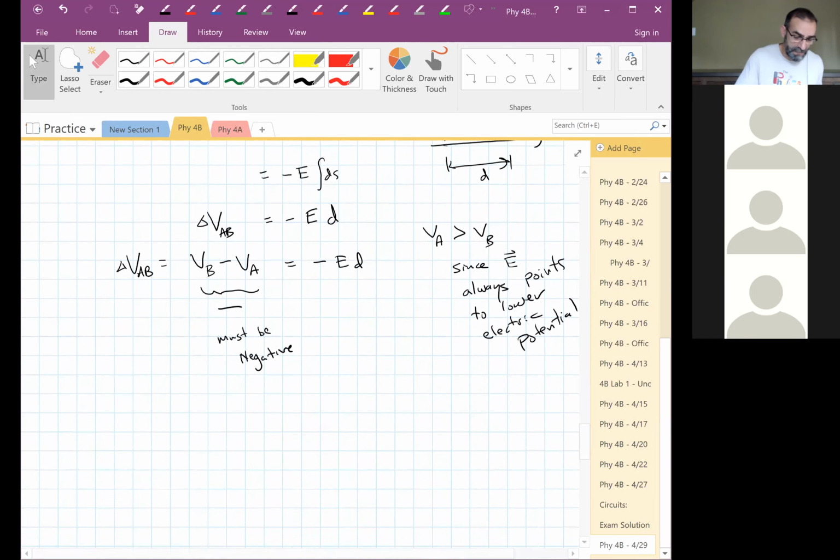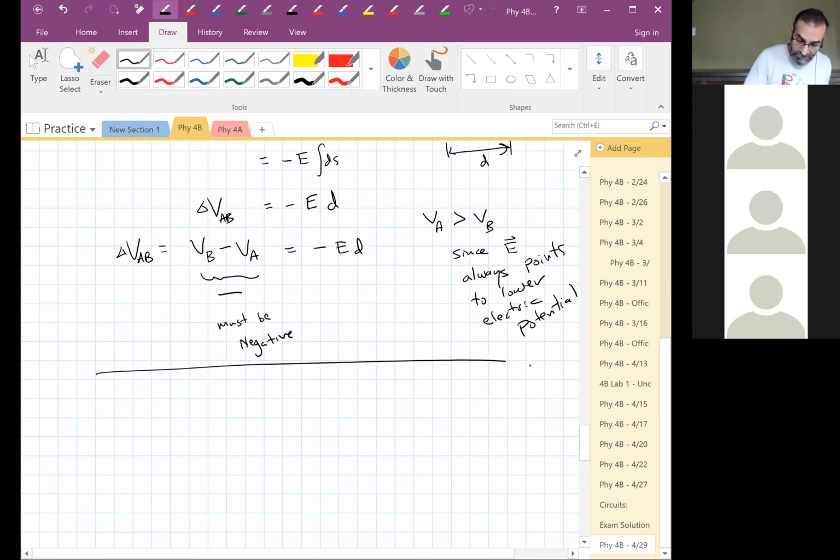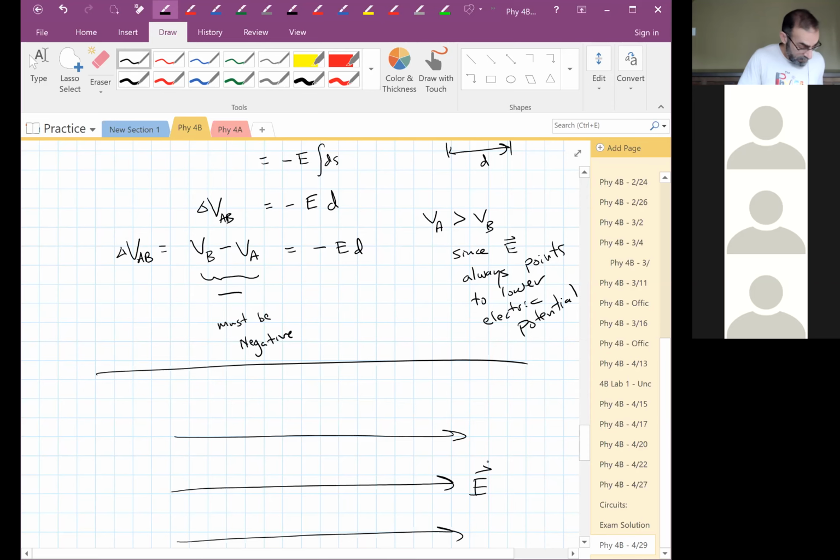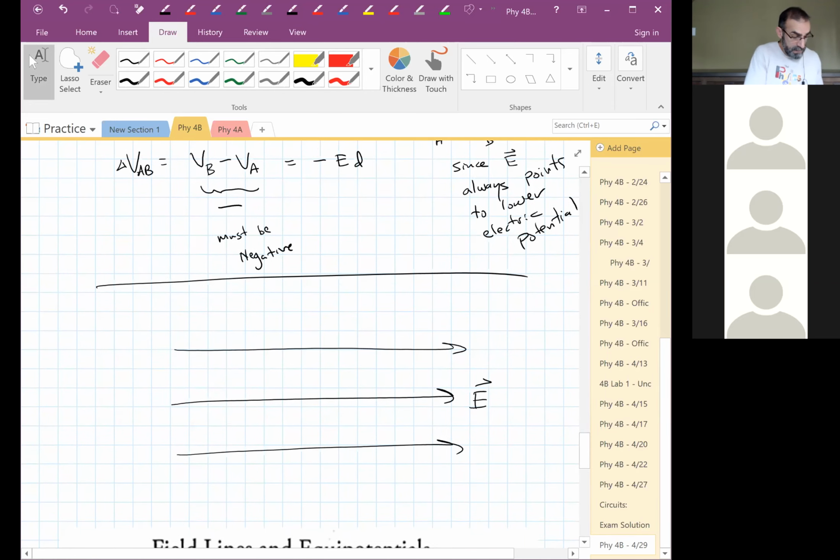Okay, let's do another one of these uniform electric fields. So we've got our uniform electric field, and we're going from A to B. So this distance is given, and this distance is given.